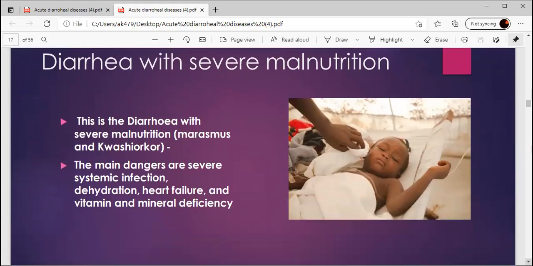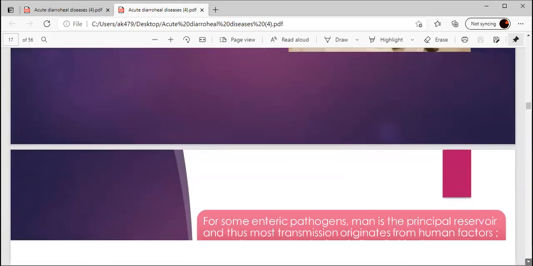Diarrhea with severe malnutrition. This is the diarrhea with severe malnutrition, marasmus, and kwashiorkor. The main dangers are severe systemic infection, dehydration, heart failure, vitamin and mineral deficiencies.